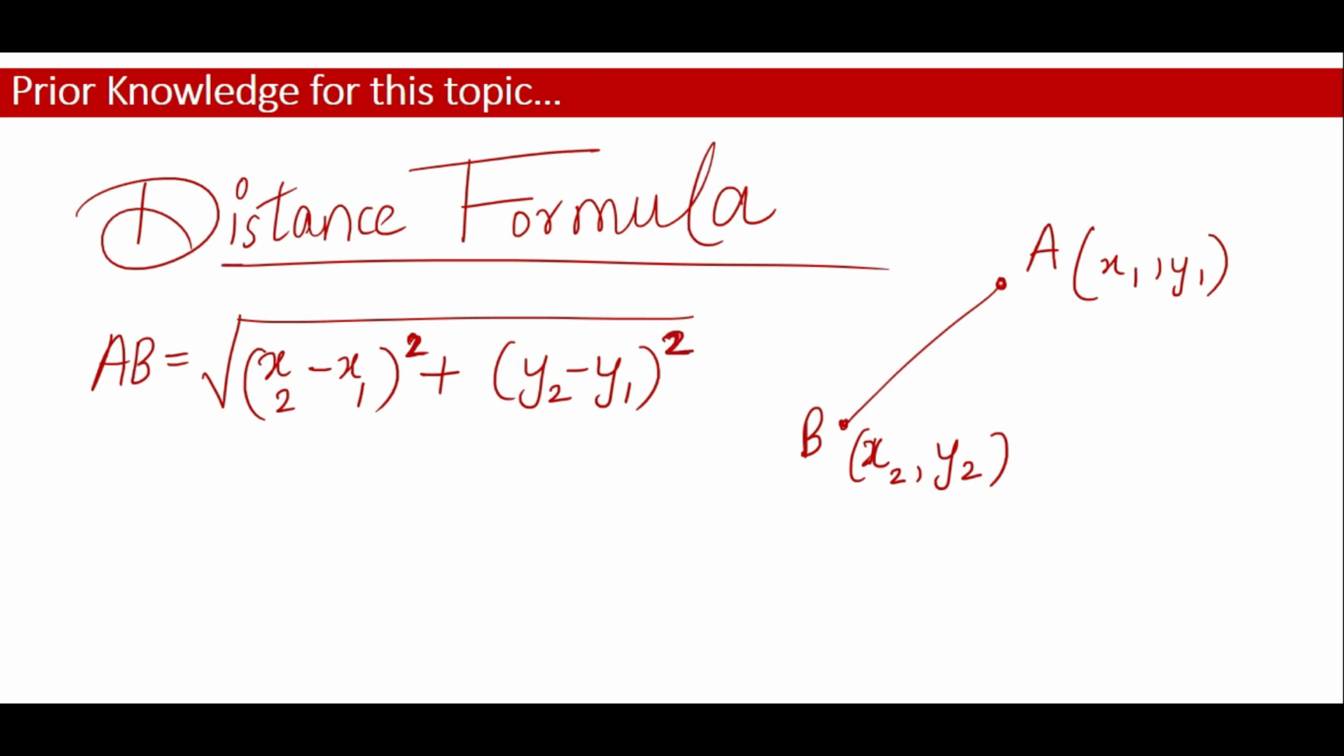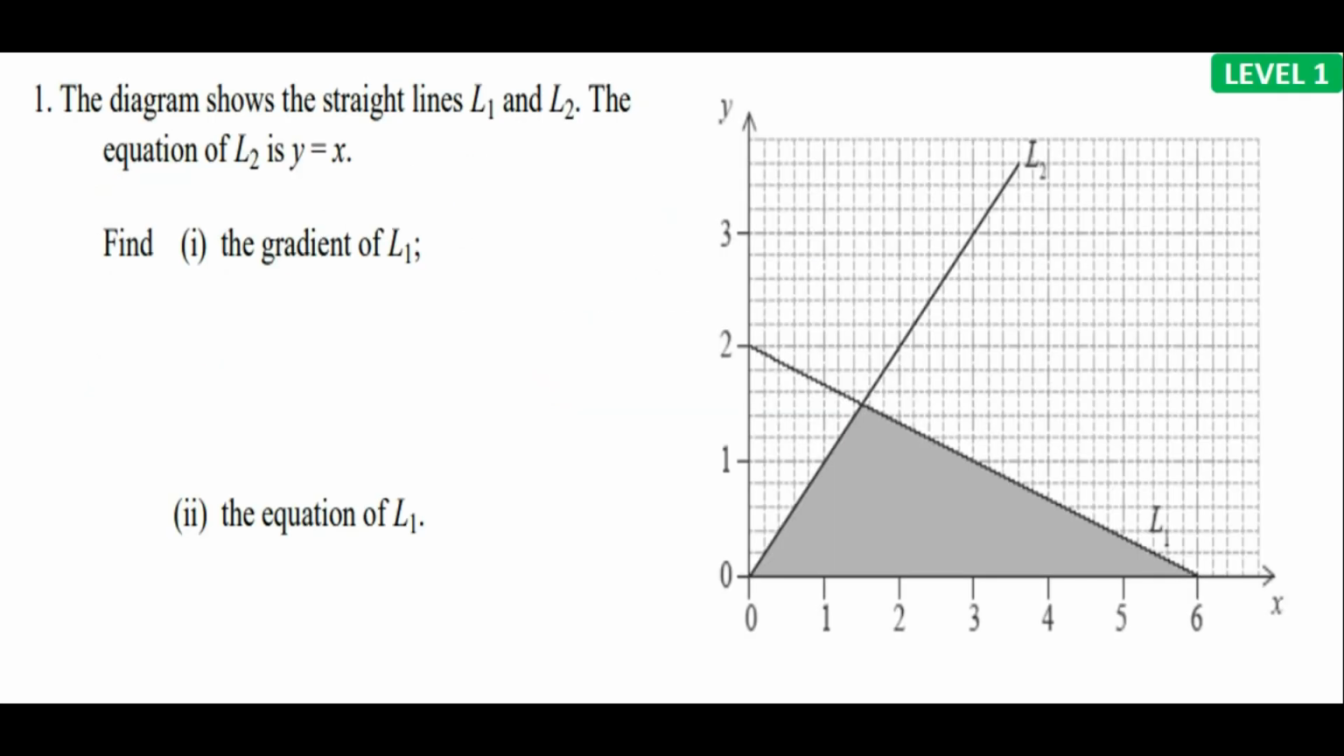Okay, now we are going to apply all this knowledge to the questions given to find the solution. Let's move on. Question 1. The diagram shows the straight lines L1 and L2. The equation of line L2 is y equals x. Question 1 is to find the gradient of L1 and the equation of the line L1.